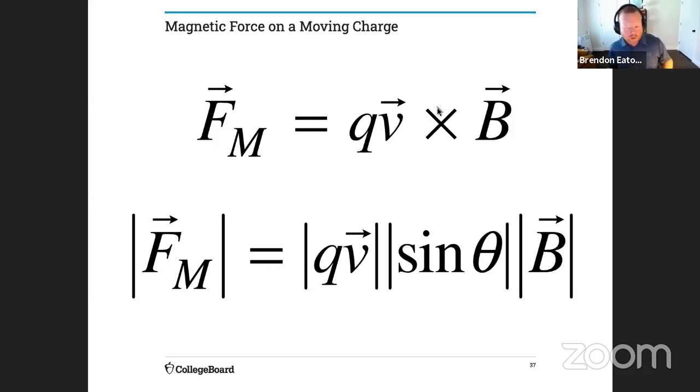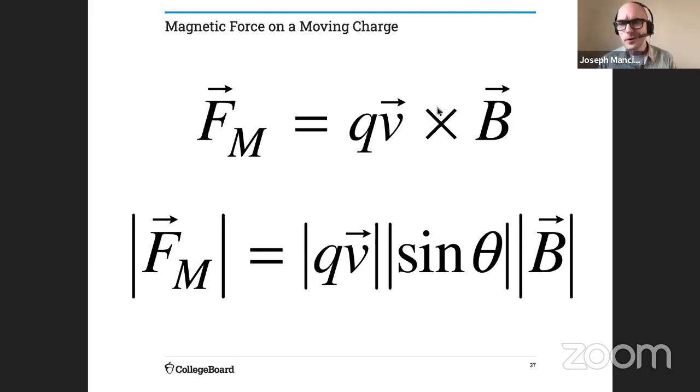And you saw that with work when you tried to push a box across the floor. You want the force and the displacement to be in the same direction. You want them to be parallel to each other to get the most work done on the object. But in this case, to get the most magnetic force, you want the angle between the velocity and the magnetic field to be as close to 90 degrees as you can possibly get it to achieve the most amount of magnetic force.